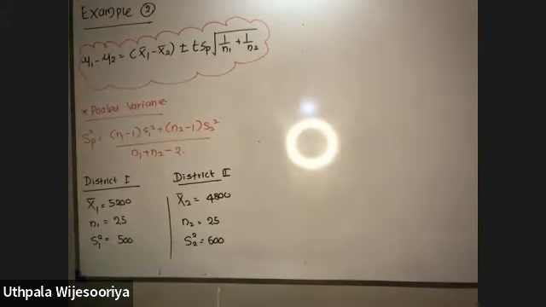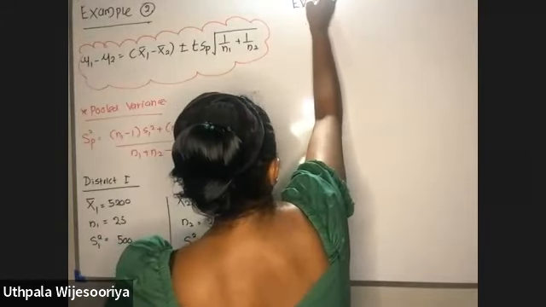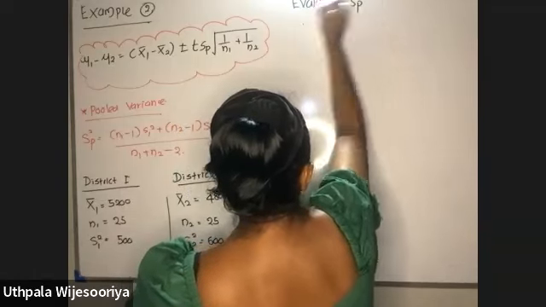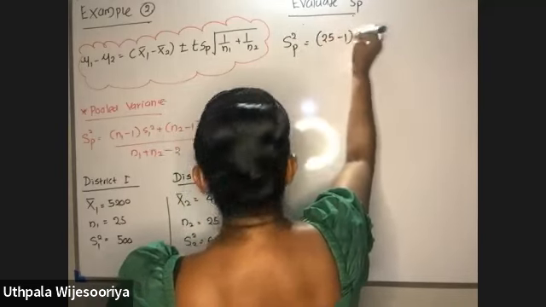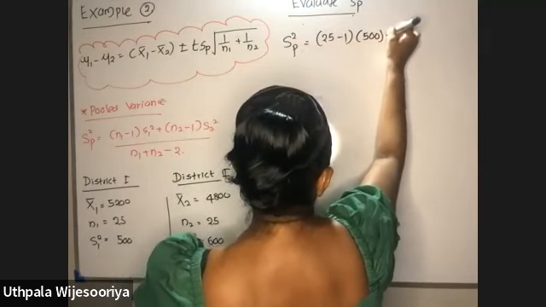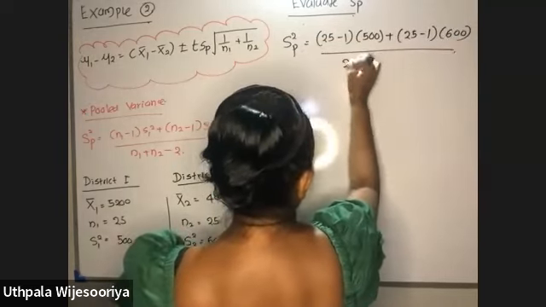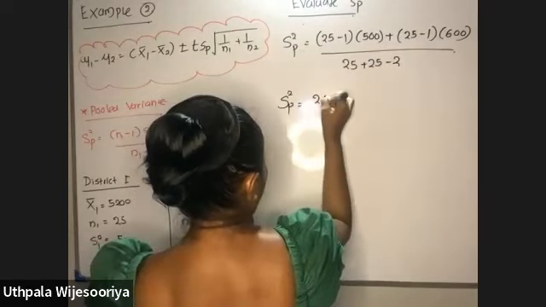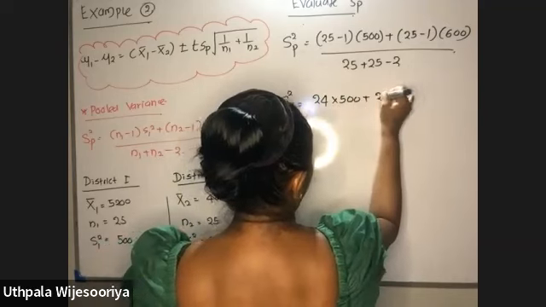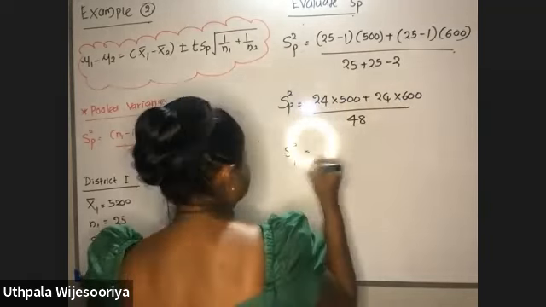Now calculate your pooled variance. Evaluate Sp. So s square p is equal to (25 minus 1) into s1 square, 500, plus (25 minus 1) into s2 square, 600, divided by 25 plus 25 minus 2. What is your pooled variance? It is 24 into 500 plus 24 into 600, divided by 48. Use your calculator to get this answer.